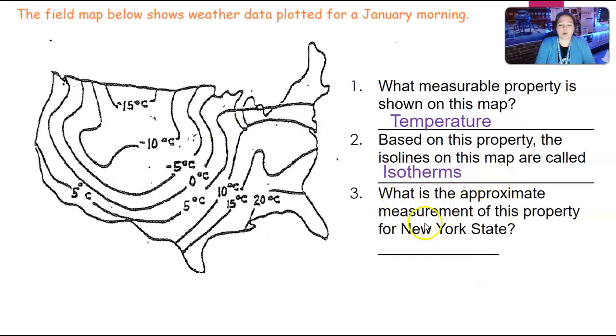What is the approximate measurement of property for this in New York State? So New York State's right about here. I'm going to follow this line, about 5 degrees Celsius.